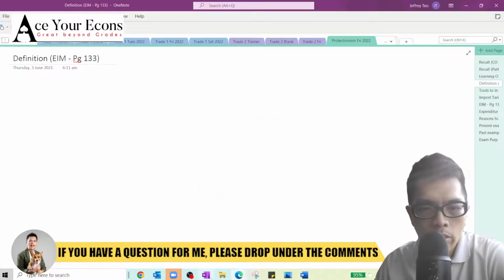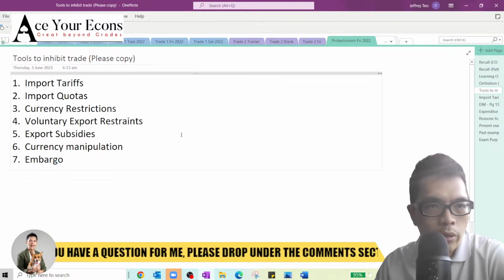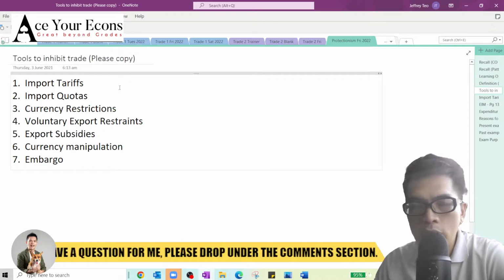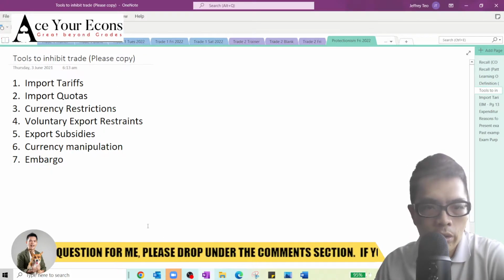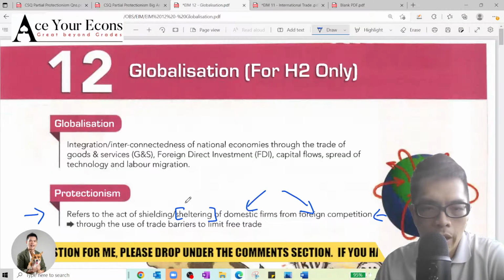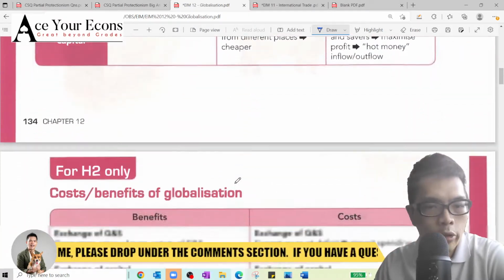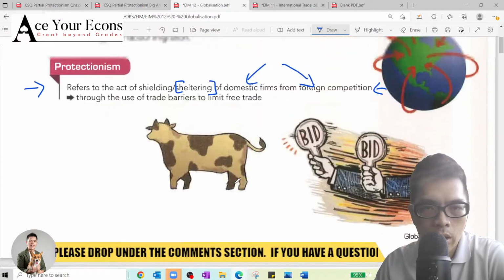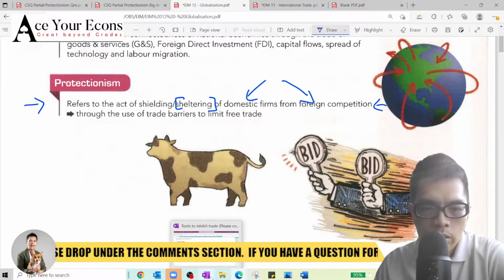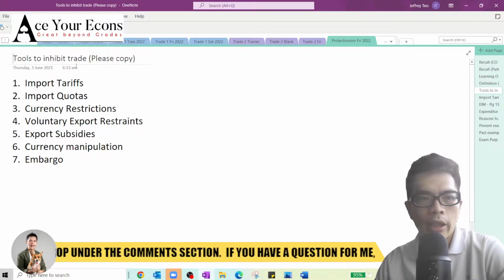Okay, we are going to move on to tools to inhibit trade. This one, please copy down. It's not in the book. You can copy down somewhere, maybe below here. Up to you where you want to copy. So, some of the tools to inhibit trade.